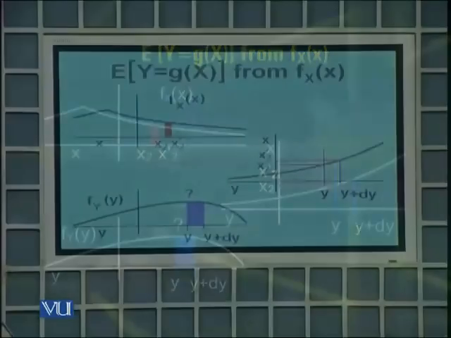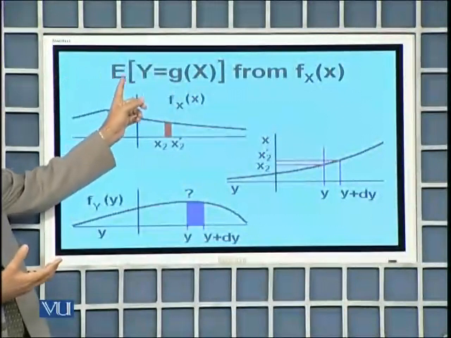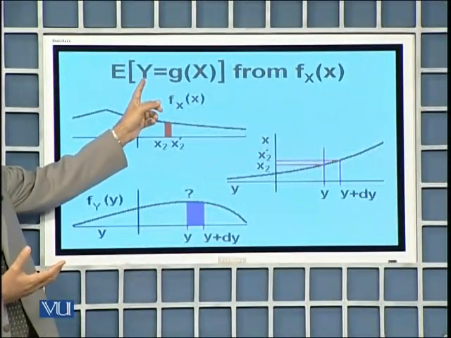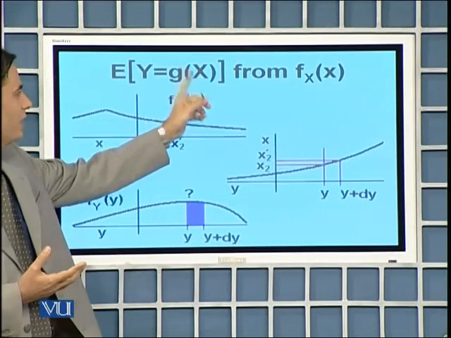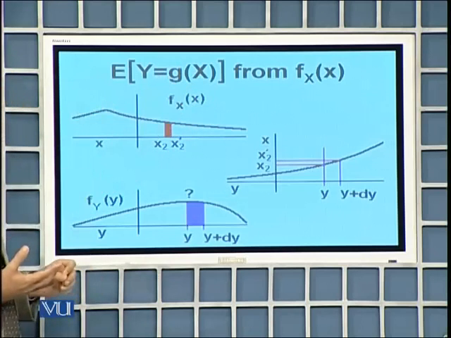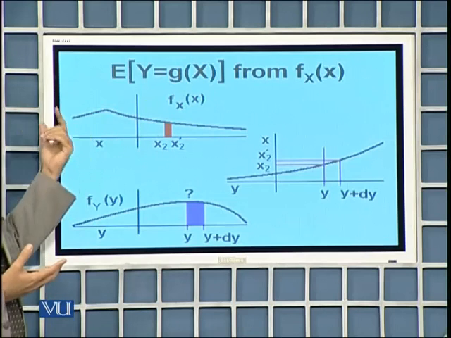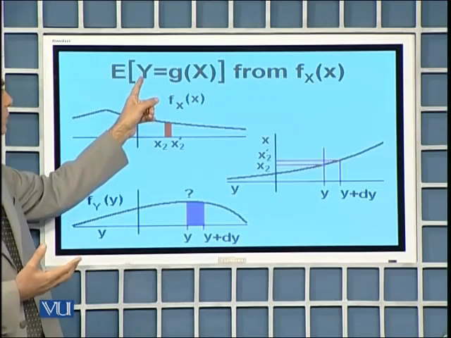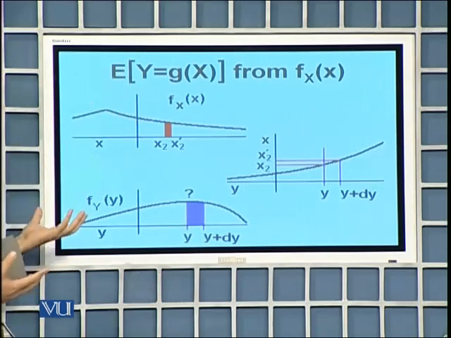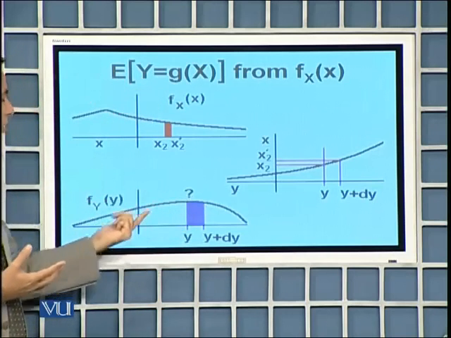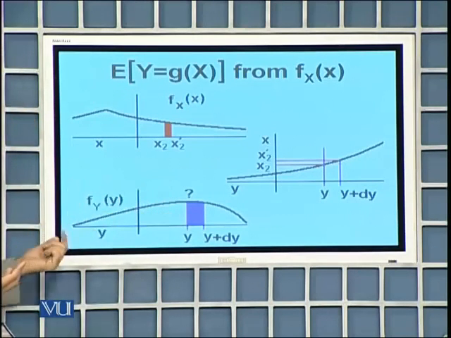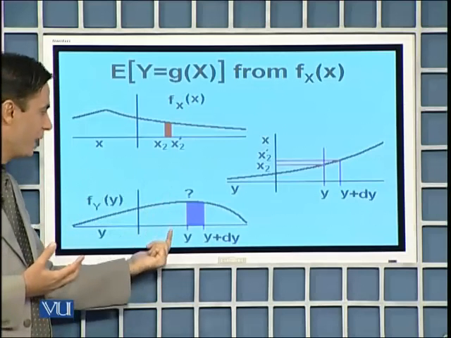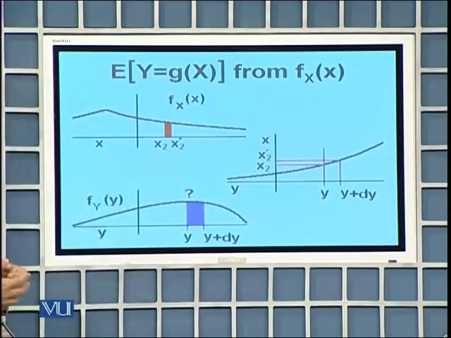So we are interested in finding the expected value of the transformed random variable y, which is defined in terms of the value of the underlying random variable x and this transforming function g. So if we are interested in finding the expected value of y, we can find it from the PDF of y, which is unknown. But suppose this PDF were known, then all you have to do is integrate y times this PDF and you will have the expected value of y, the transformed random variable.